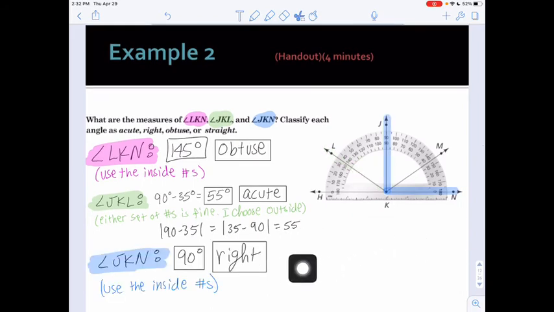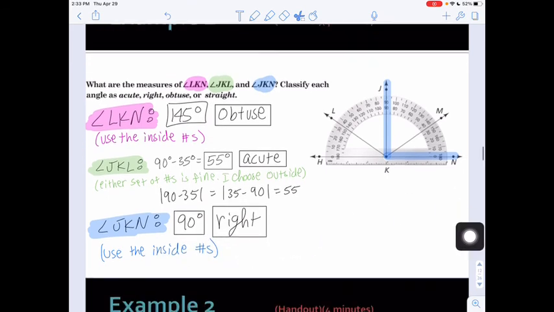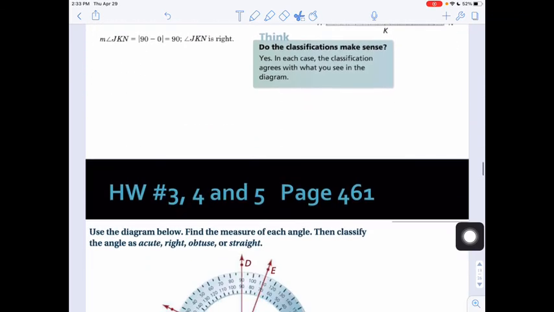For angle JKN, you might be able to tell right away that this is a perfect right angle, but if not, you can use the inside values, because the inside values start at 0 and stop at 90. Again, you could write out 90 minus 0, or the absolute value of 0 minus 90, and get the absolute value of 90 or negative 90, which ends up being 90. But if you start at 0, you can always just pick the number that you end at, which here was 90. So using the inside numbers, we get 90, and that is a right angle. The work for this problem is written out on the next slide.